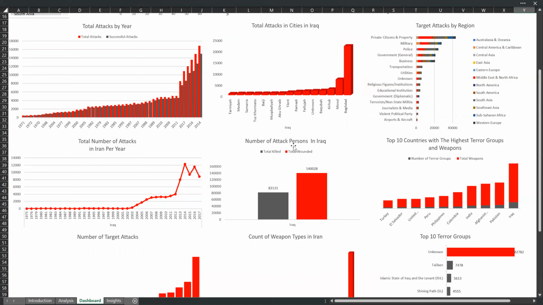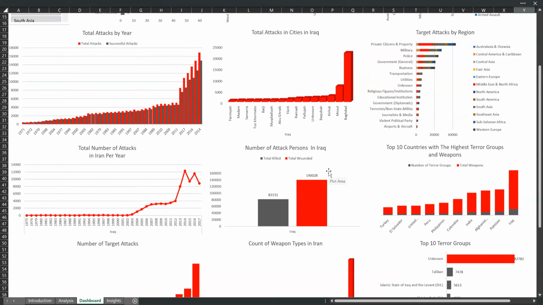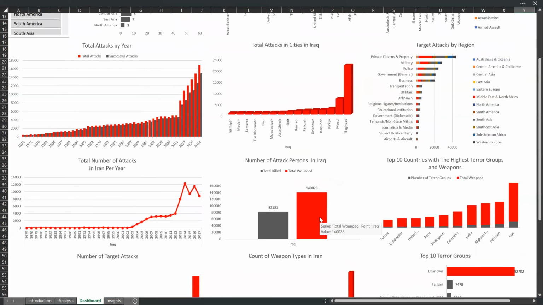So the number of attacks per persons in Iraq. So this shows the number of wounded persons and the number of total persons killed. We can see that the number of wounded persons is over 140,000, and out of those wounded persons, about 82,131 persons were killed.